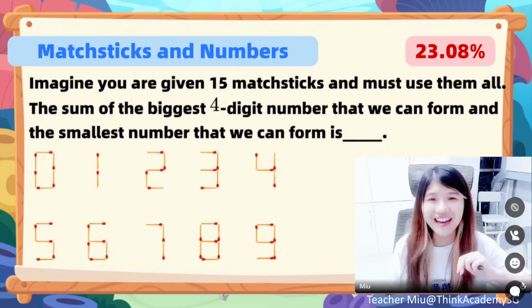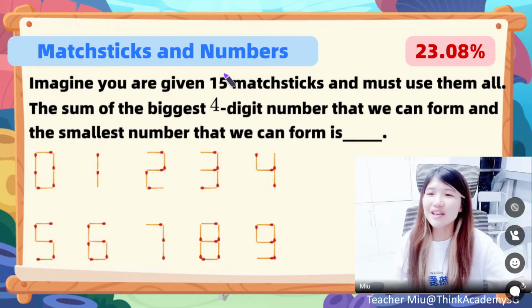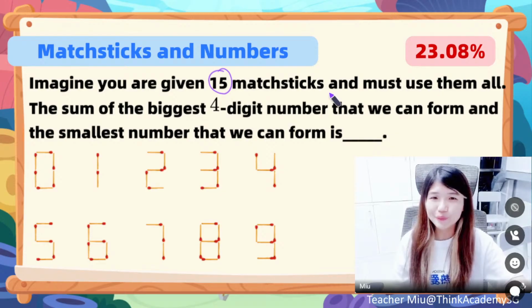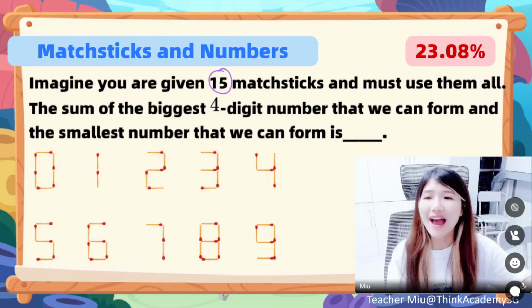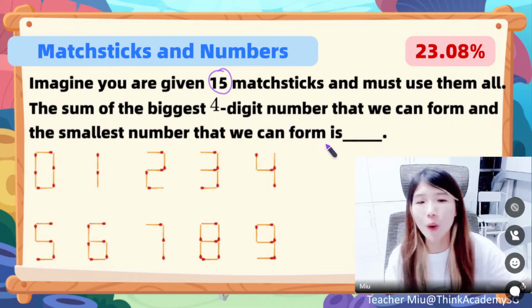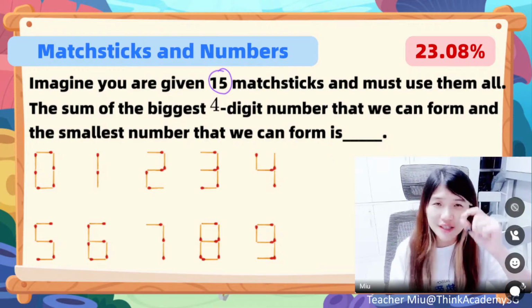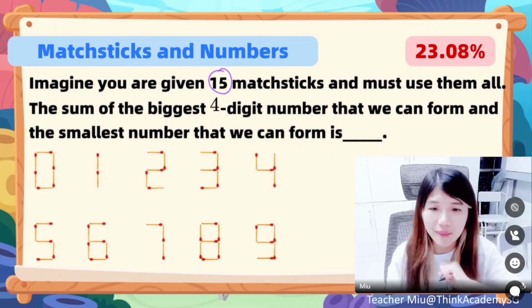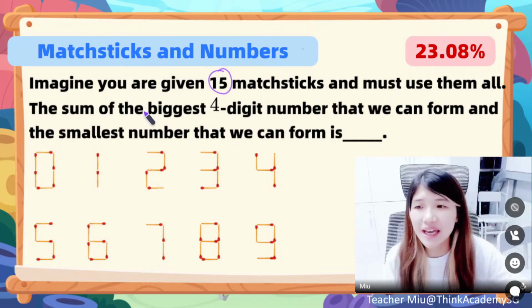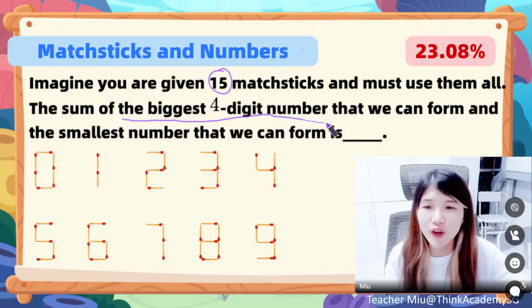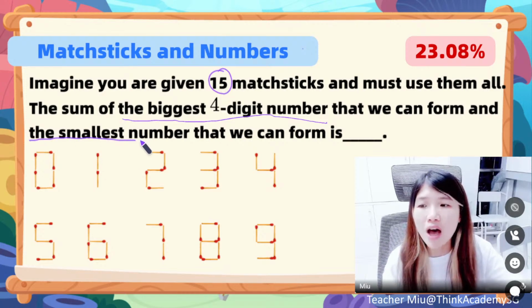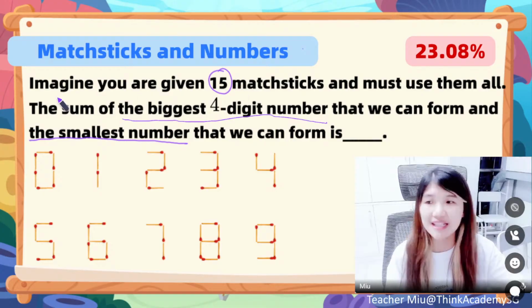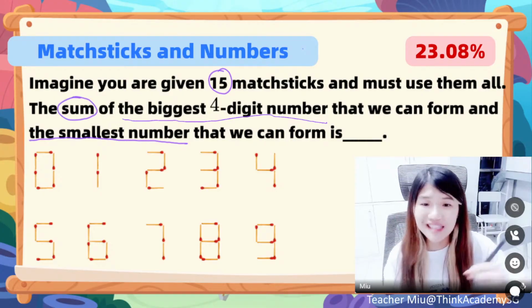All right, which is like this. Imagine that you are given 15 matchsticks and must use them all. The sum of the biggest 4-digit number that we can form and the smallest number we can form is. Oh, guys, this question is a little bit long. You need to understand what we are talking about first. It's like we are making the biggest 4-digit number with 15 matchsticks, and we are also making the smallest number with these matchsticks. Then find out the sum. This is what it meant.